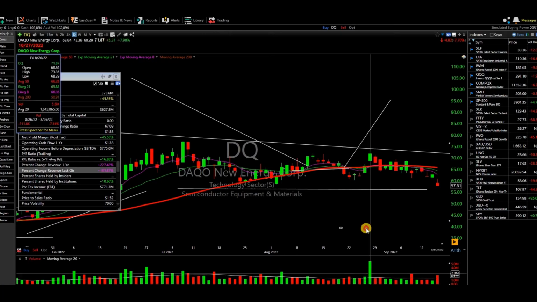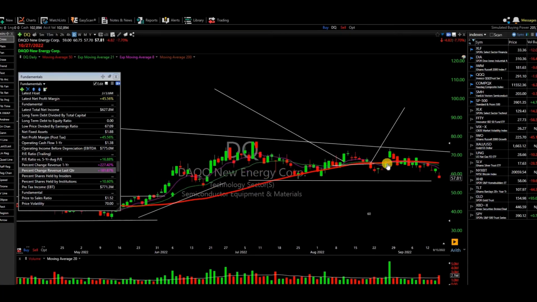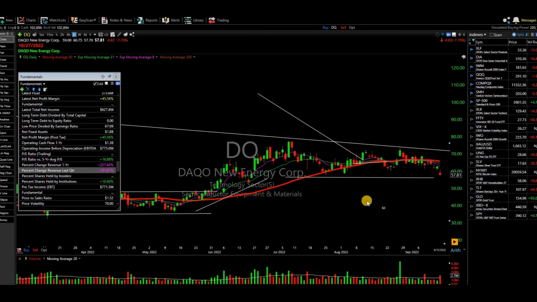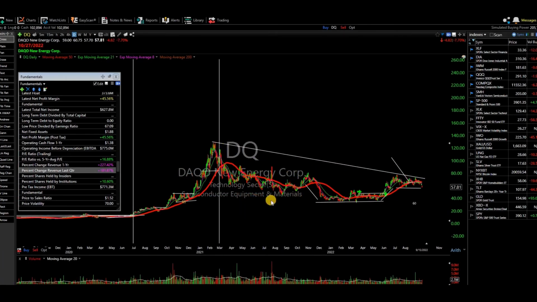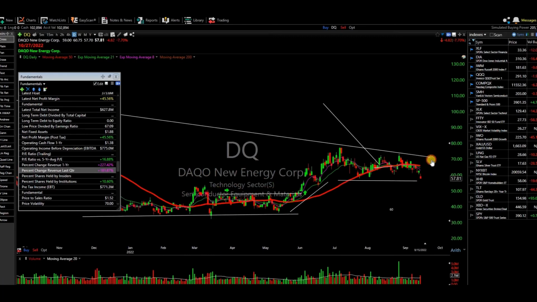It came back and it gapped. Look at that volume right there. I still didn't want to jump in, so I wanted to see the break of that trend right in here. That's what I wanted to see. So I was just watching it.